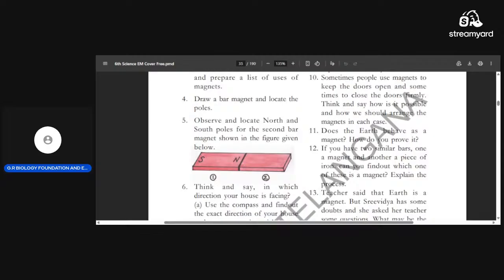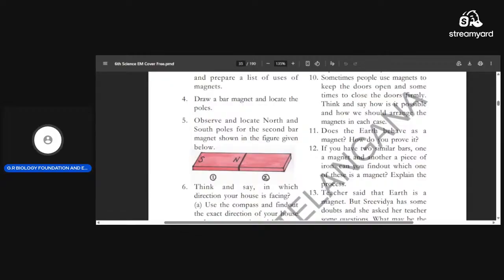Sometimes people use magnets to keep the doors open and sometimes to close the doors. Think and say how it is possible and how we should arrange the magnets with each other. So to close, attraction, unlike poles. To open, like poles, repulsion. In such a way, we are going to arrange the magnets.